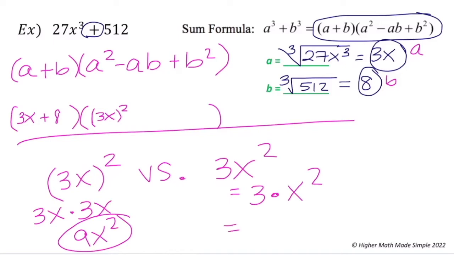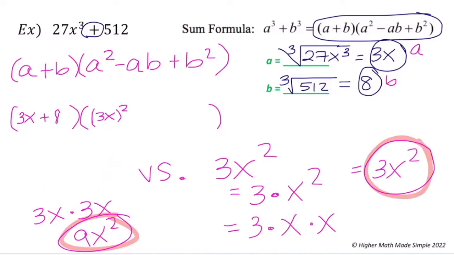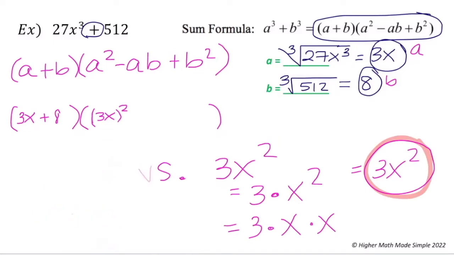In other words, 3 times x times x. So either way, in this case, you get 3x squared, right? And if you put 3x in parentheses, you get 9x squared. So that's something huge. I always see that common mistake. So I always like to tell my students, whenever you make any substitution, your safe bet is just always put it in parentheses.